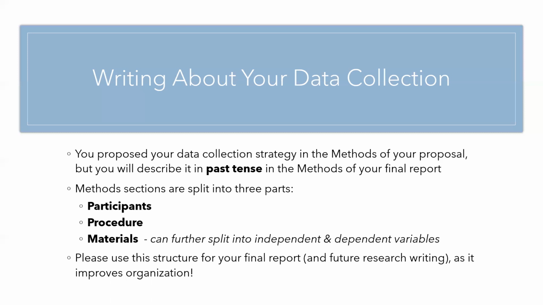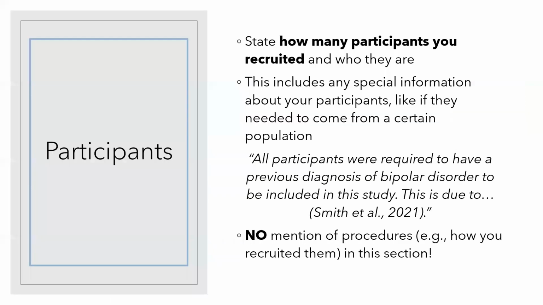So now I'll quickly go through each section and what I expect to be included in it in your final report once again. So the participants section usually comes first. Here it's most important that you state how many participants you recruited and who they were. Remember, the number of participants was supposed to be informed by past research. I also needed the number of participants to generate data, so I did let you know if you didn't include it.